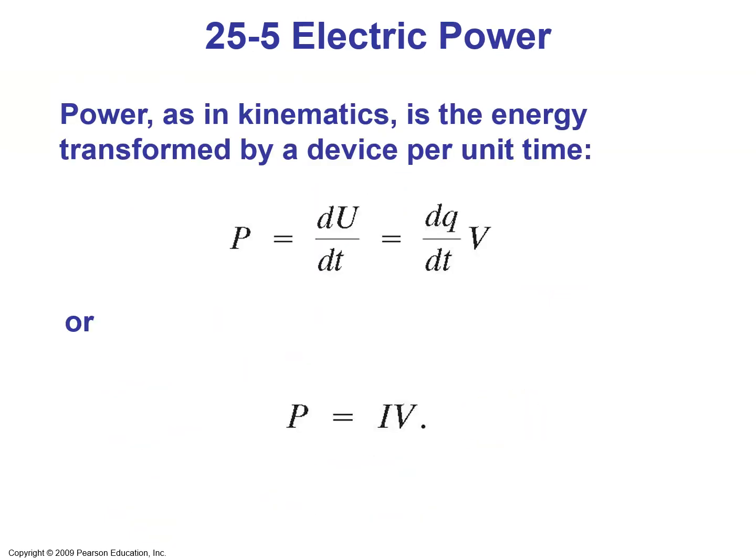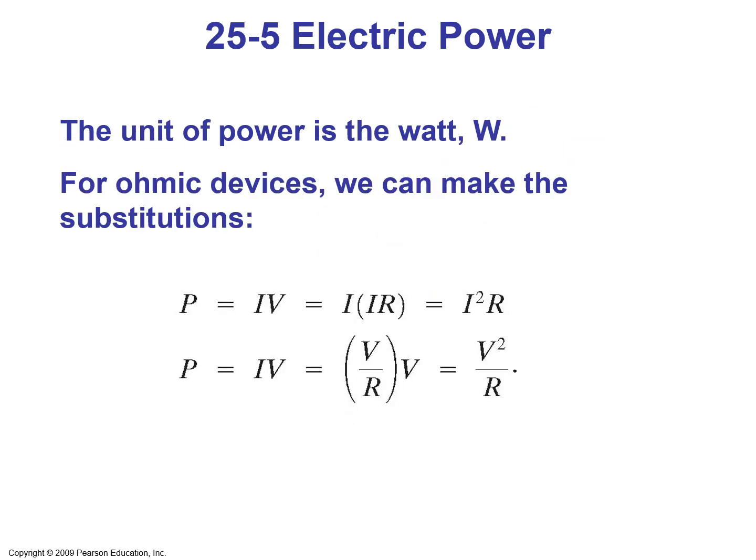Section 5, electric power. Power, as in kinematics, is the energy transformed by a device per unit time. So we say P is equal to the derivative of energy U divided by t, which is dq/dt multiplied by V. Or we simply say, by replacing dq/dt with I, power is current I multiplied by voltage V. The unit of power is the watt, represented with capital W.